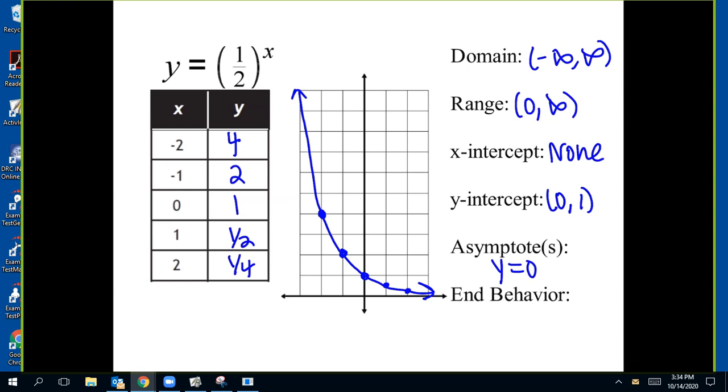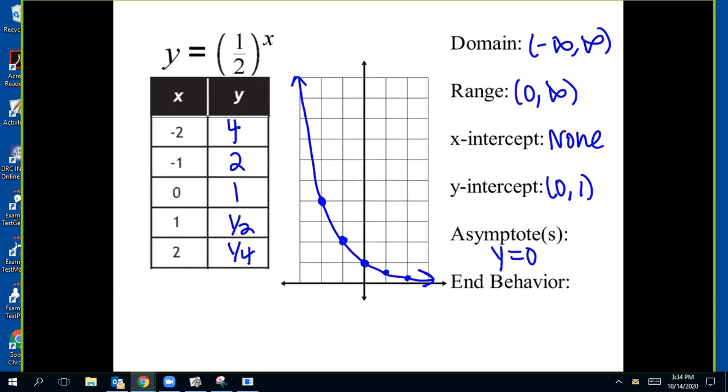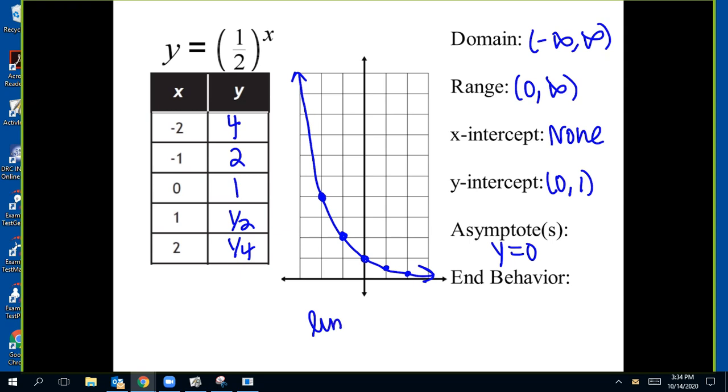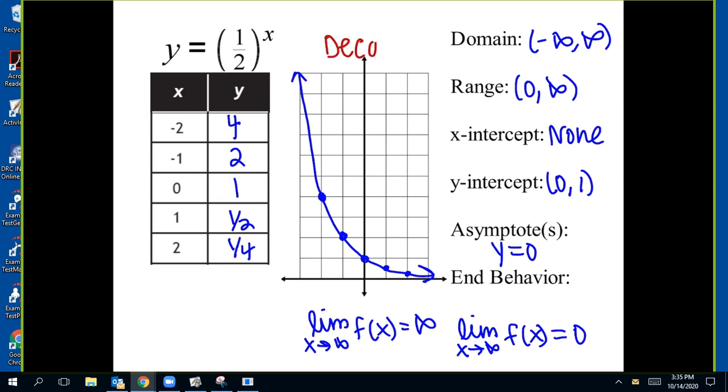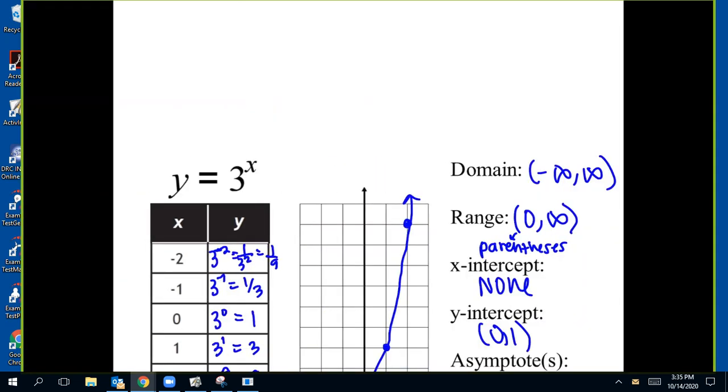Okay, and so for our end behavior this time, hopefully you noticed that on the left side, as x approaches negative infinity, the values are getting larger and larger because the negative exponent will flip the fraction. And as x approaches positive infinity, that is where it gets smaller and smaller, but never into 0. All right, this one is decay, decreasing, and the last one was growth. It was increasing.